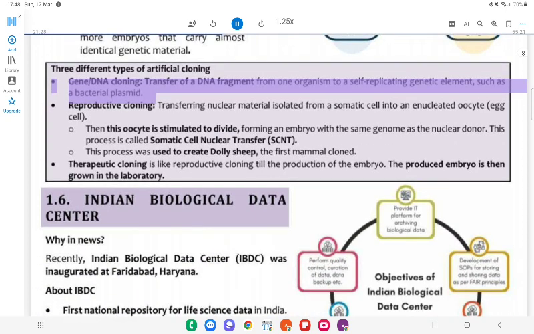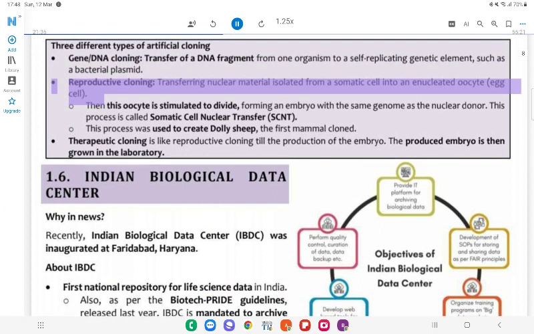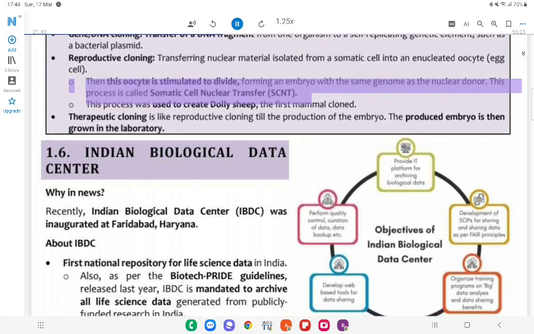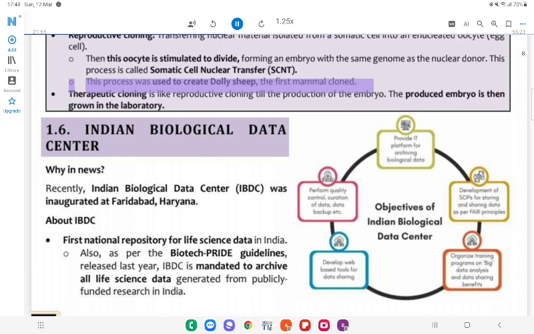Gene or DNA cloning, transfer of a DNA fragment from one organism to a self-replicating genetic element, such as a bacterial plasmid. Reproductive cloning, transferring nuclear material isolated from a somatic cell into an enucleated oocyte, the egg cell. Then this oocyte is stimulated to divide, forming an embryo with the same genome as the nuclear donor. This process is called somatic cell nuclear transfer, SCNT. This process was used to create Dolly the sheep, the first mammal clone.